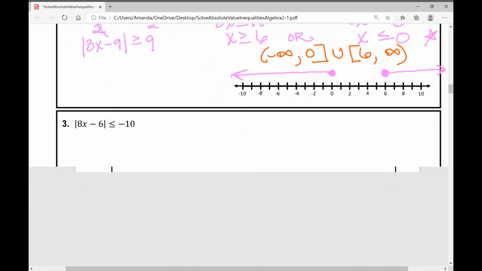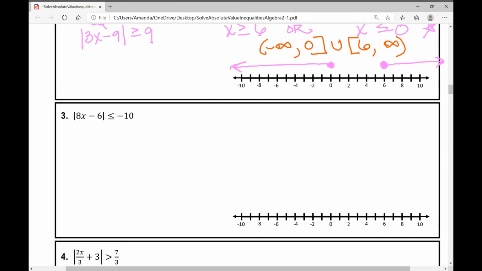So number 3, the absolute value expression is already isolated, so I don't need to do anything to get it isolated. It's already like that. This is a less than or equal to problem, which means my solution is going to be and. So the absolute value of all of this needs to be less than or equal to negative 10. So let's just set up our cases.